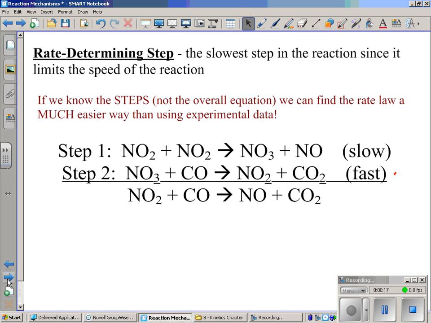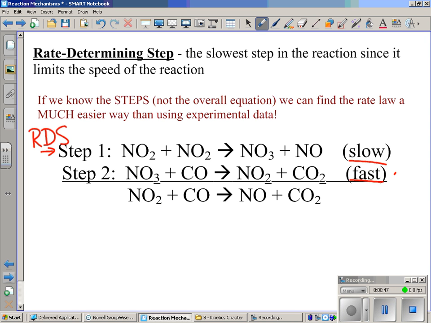Now we're going to do two different types of problems. One type of problem, they are going to actually tell you which one is the fast step and which one is the slow step. So if you look at this example that I have here on the board, this is telling you step 1 is the slow step, step 2 is the fast step. So therefore, since step 1 is the slow step, step 1 is what we call the rate determining step. RDS for short, I always abbreviate it. So that's the step that is going to be responsible for how fast this reaction takes place.